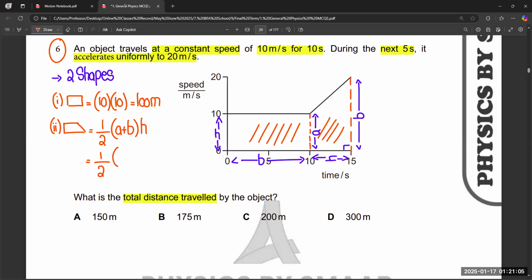The value of A is 10. The value of B is 20. And the value of H is 5. Right? So now we can calculate 30 divided by 2 multiplied by 5, 75. So 175 total distance.